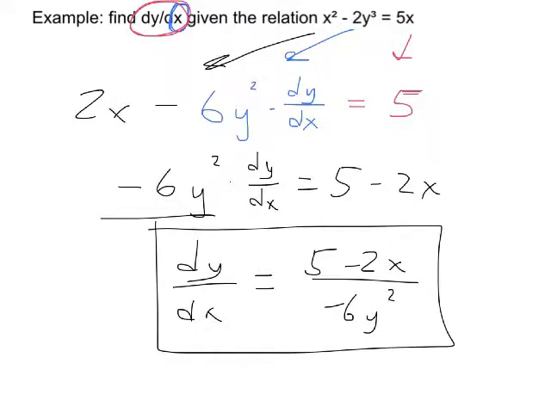Now, this might be a little bit strange to you. Up to this point, our derivatives have only ever depended on x. If we ever needed to find the slope of the tangent line, this dy/dx, we just plugged in x. In this case, we may very well need to evaluate this using both x and y coordinates of a point. So we'll see that come up in a little bit.